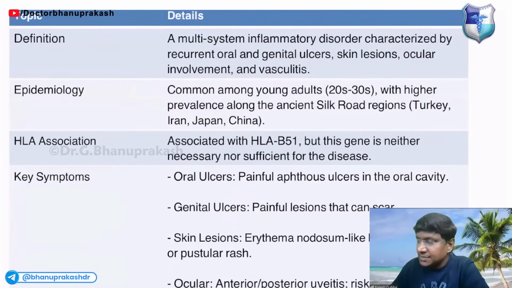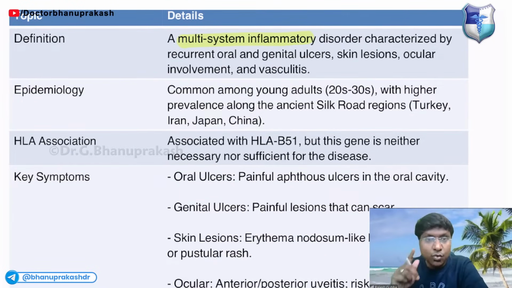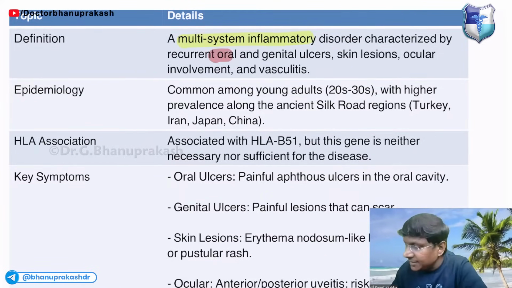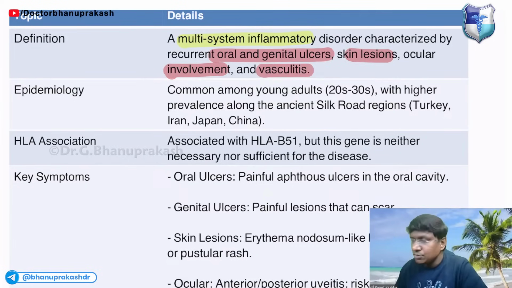So Behcet's, this is also a multi-system inflammatory disorder. What is the pathognomonic feature of Behcet's? That will be ulcers. Where will be these ulcers? Oral ulcers and genital ulcers. And apart from these ulcers, you have the skin lesions and then ocular involvement in the form of anterior and posterior uveitis, and there will also be vasculitis.